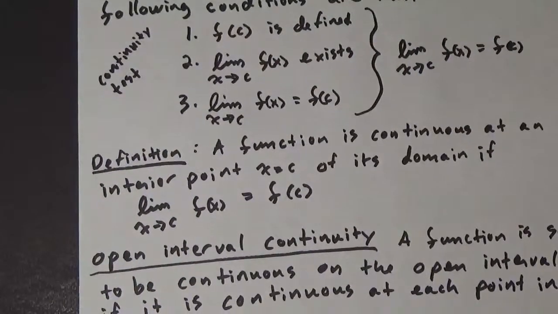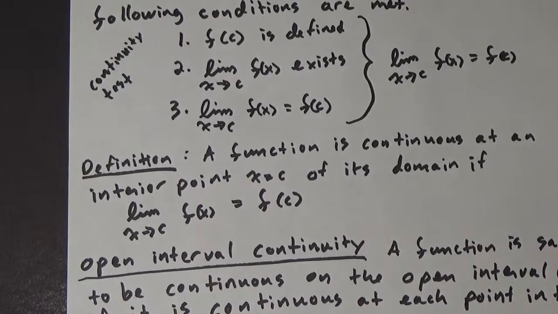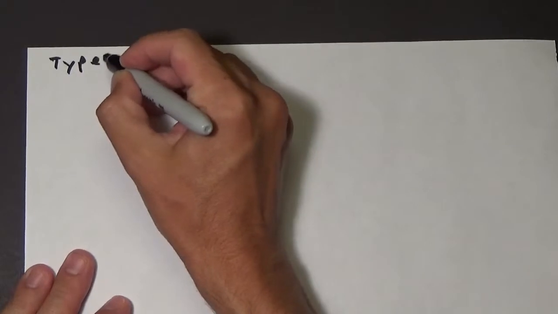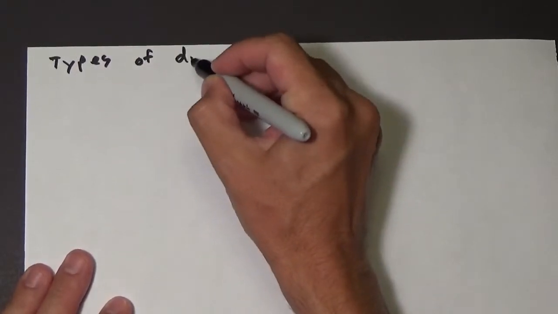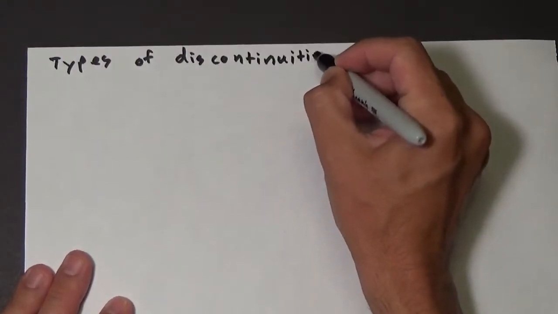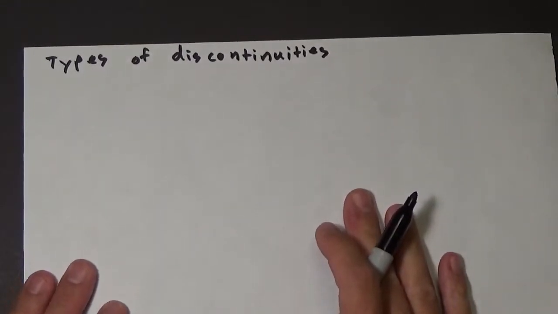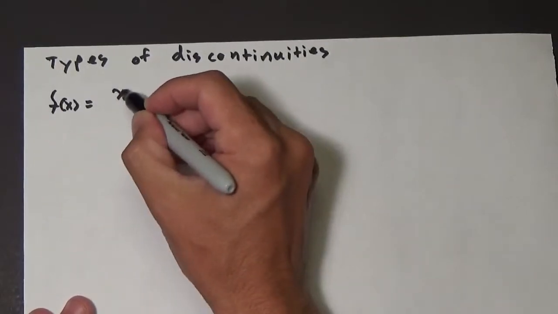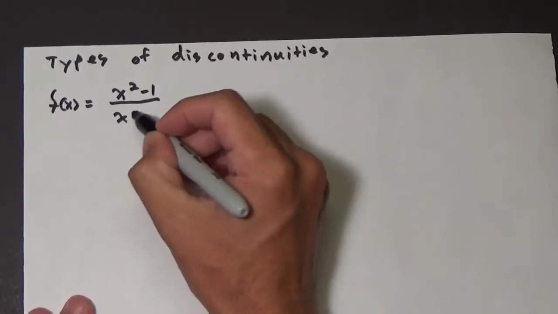So let's look at a couple types of continuity, or discontinuities. Piece of paper here. So, types of discontinuities. So the first one, let's look at f of x equals x squared minus 1 all over x minus 1.